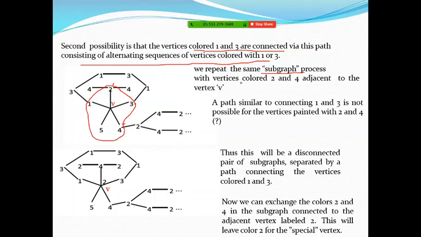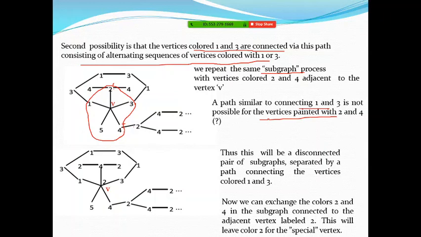But now the point is, we have seen that there is a possibility that a path between 1 and 3 exists. So whenever a path between 1 and 3 exists, an alternating sequence of 1 3 1 3, then the argument is that such a type of path can never exist between 2 and 4. It means if 1 and 3 are connected, then 2 and 4 can never be connected. So a path similar to the one connecting 1 and 3 is not possible for the vertices painted with 2 and 4. So why are we making this type of argument? Why is it not possible?